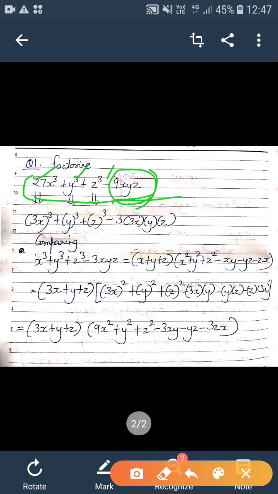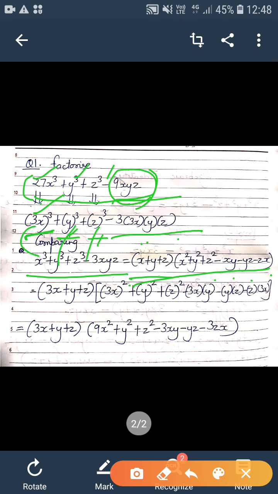So rearranging, 27x whole cube can be written as 3 into 3 into 3 into x into x into x. So we can write it as 3x whole cube. Similarly, y whole cube plus z whole cube, and then 3abc, that means 3 into, this term is a, this term is b, this term is c, that is 3 into 3x into y into z. Now comparing with the identity, we have two factors here, x plus y plus z and x square plus y square plus z square minus xy minus yz minus zx. So now let us see what x is here. x is 3x, y is y, and z is z.